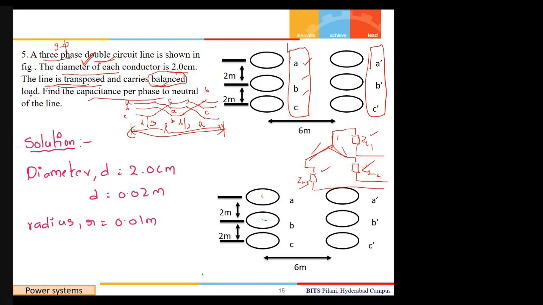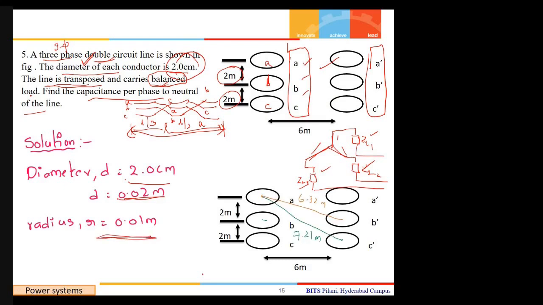Find the capacitance per phase to neutral of the line. This is a double circuit line. 2 meter is the distance between phase A and phase B. 2 meter is the distance between B and C, and a total of 4 meter is between A and C. The diameter is given to be 2 centimeter. Convert that into meter first and obtain the radius. This is the first point that you have to do.